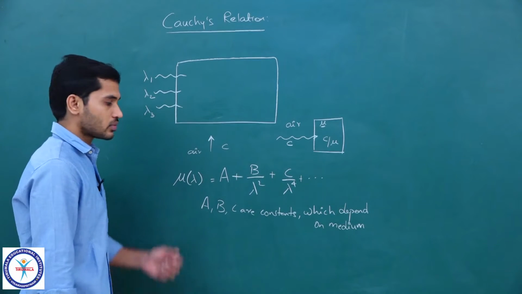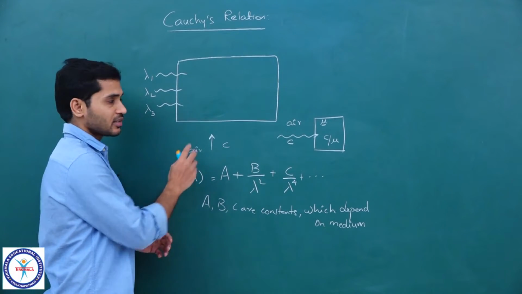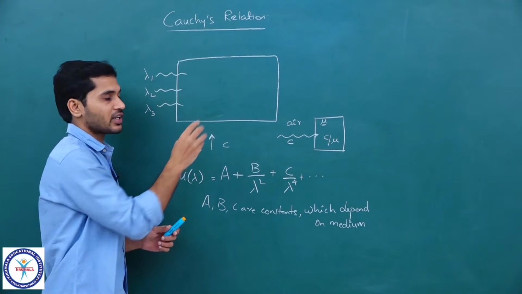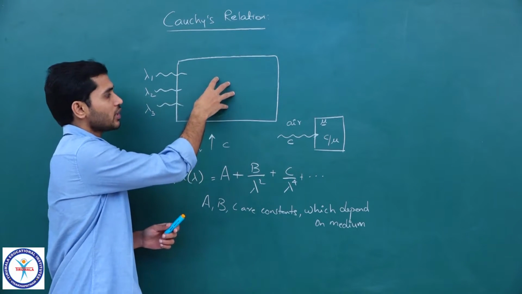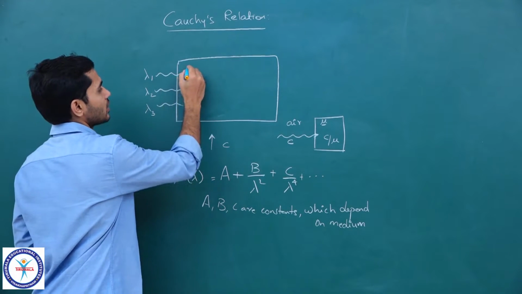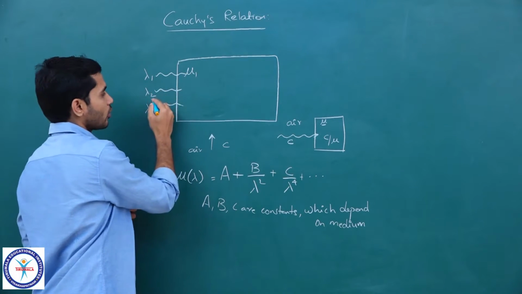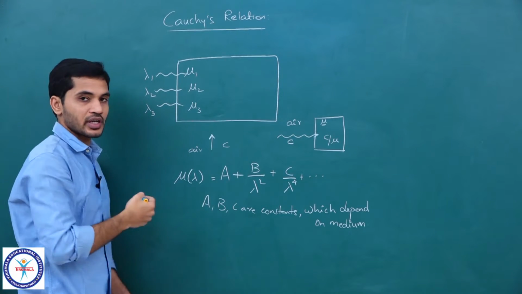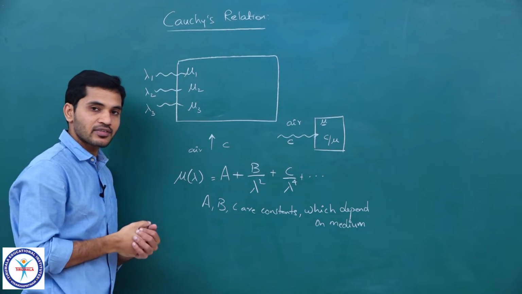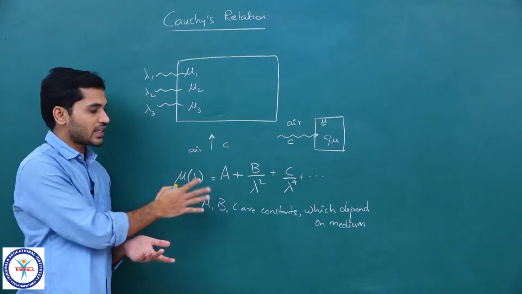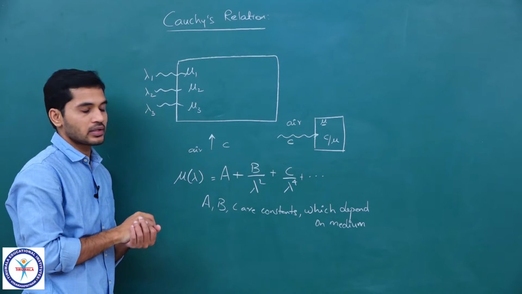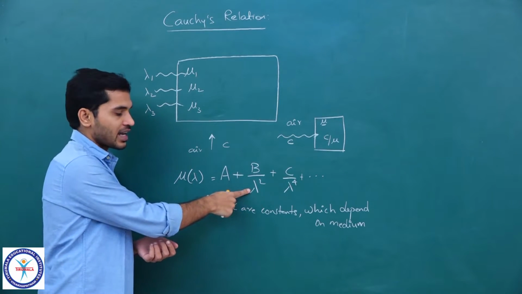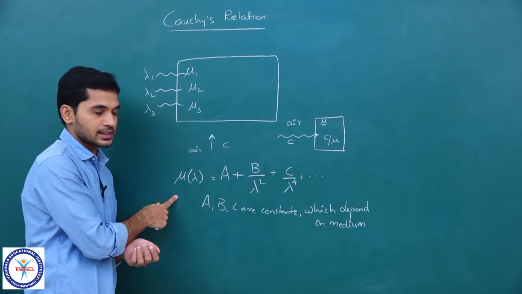I am not changing the medium, it is the same medium. So we can't define a particular value of refractive index for this medium, because it offers some mu 1 for this light ray, mu 2 for this light ray and mu 3 for this light ray. It can offer different refractive indices for different wavelengths. That is what this concept basically means. Like I told you, for higher lambdas mu is lesser.